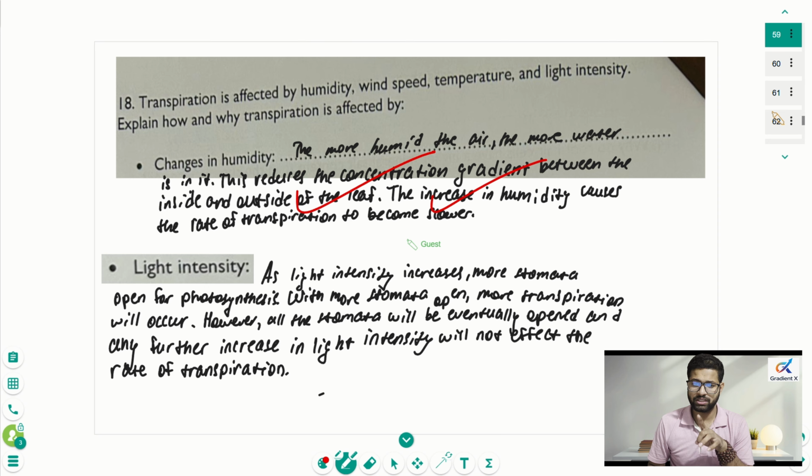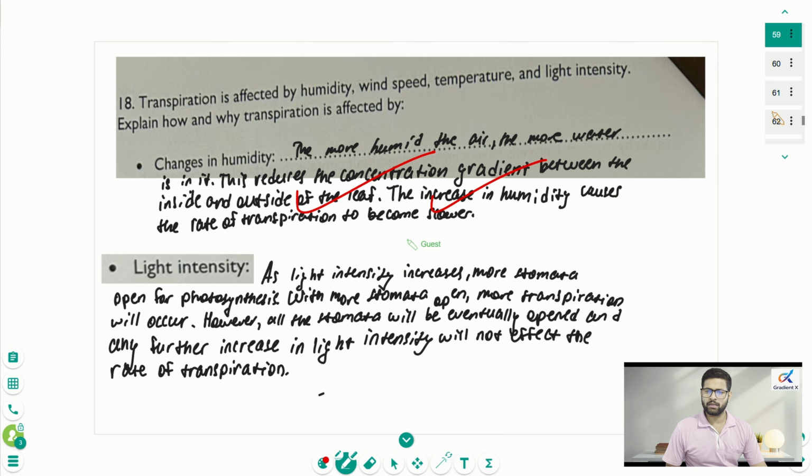So these are the keywords. The keywords are what? Repeat after me. More humidity, less diffusion gradient, and slower transpiration. Understood? This is the right one, dear. As I told you, more humidity, less diffusion gradient, and slower transpiration.